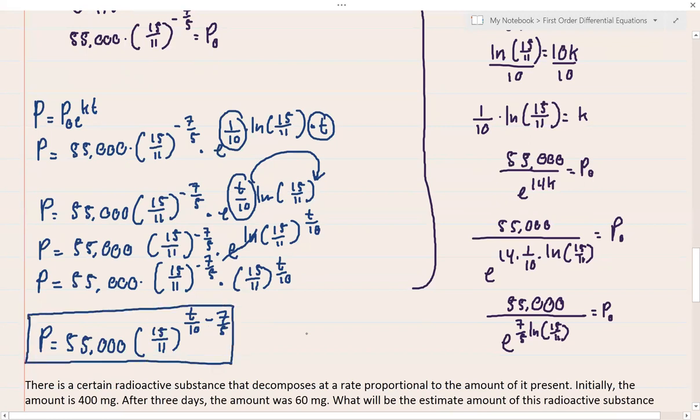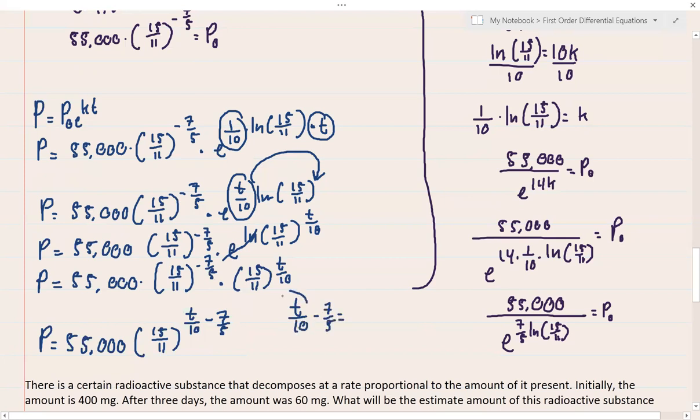Alright, so this is already fine. But if you want to simplify further, you can make the exponent a whole fraction. Just apply the butterfly technique. Let's try t over 10 minus 7 over 5. First, multiply t by 5, so 5t. Then take the operation in the middle, minus. Then 10 times 7 is 70, all over the product of the denominators, 10 times 5, 50.